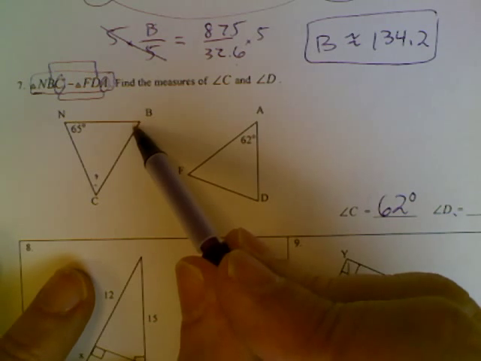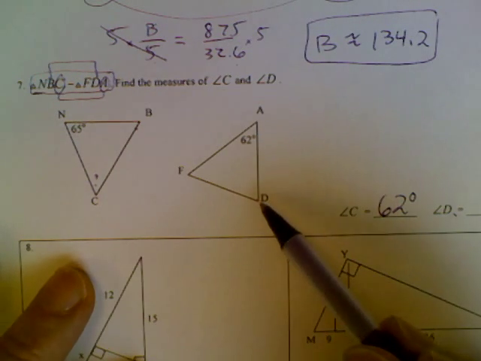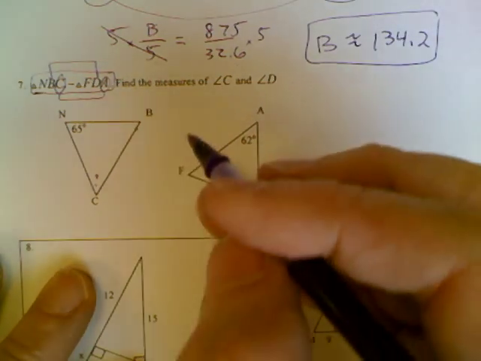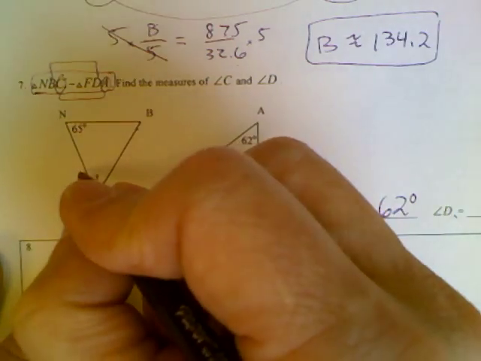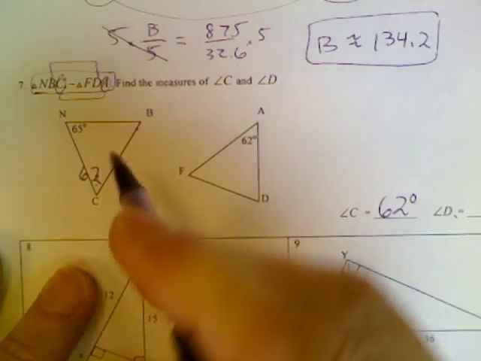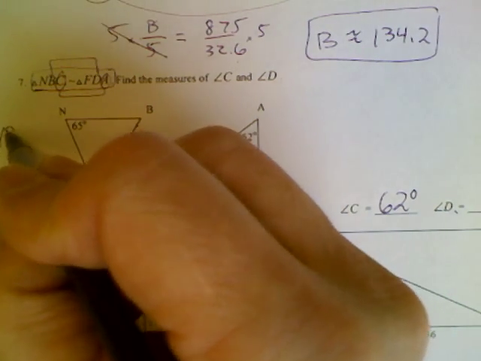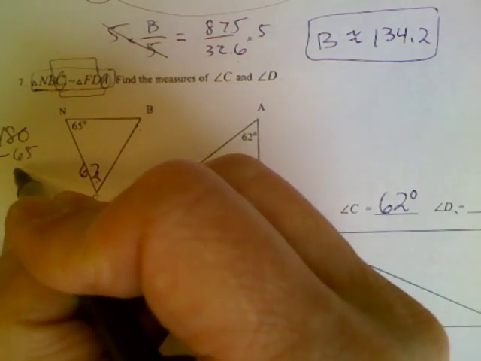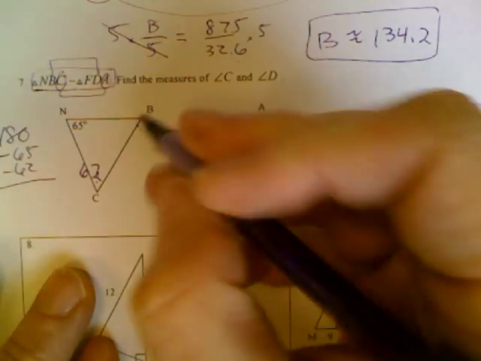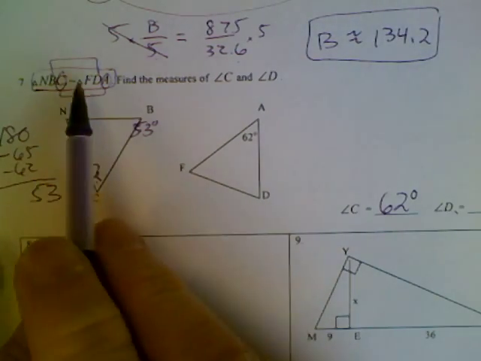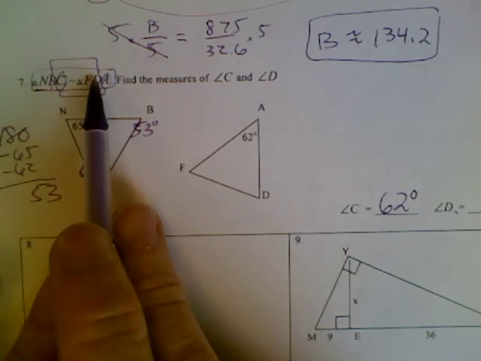Uh-oh. I don't know what B is. How can I know what D is? Well, you won't know unless it occurs to you to put the measure of angle C in the picture. If you do that, now I bet you'll realize that you can find angle B. Subtract these two from 180, minus 65, and minus the 62, and that will get you 53 degrees for angle B. And so if B is 53 degrees, then D also has to be 53 degrees.